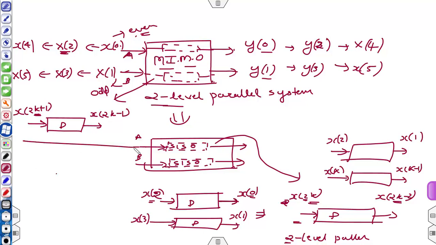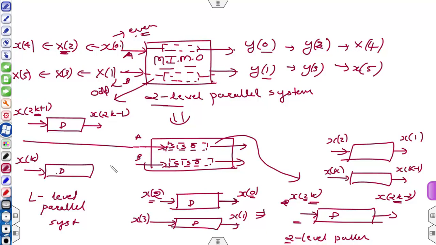So I can conclude that for an L level parallel system, if the input sample is x of k, the output will be x of k minus L. This is valid for both even and odd. There is no specific generalization. This is valid for all. K can be even also, odd also. The main thing is that whatever the value of k, the output will be k minus L. If it is even, even minus L. If it is odd, odd minus L. The difference should be L.